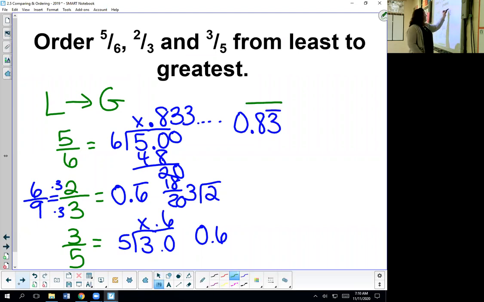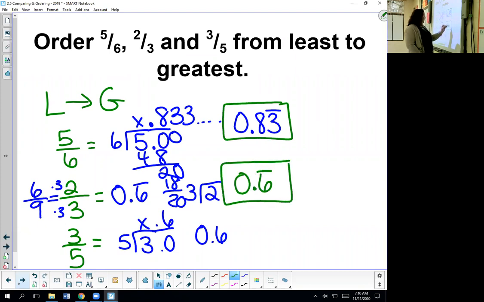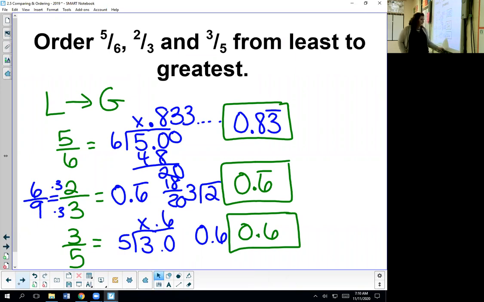So this would be 0.83 repeating. Okay, so we have 0.83, I have 0.6 repeating, and I'm also comparing just 0.6. Now, by all means, if you want to make them into decimals or into percents, you're more than welcome to, but we could use the strategy I showed you before. Honestly, if you're comparing more than 2 numbers, I think percents is a little bit easier, but again, doesn't matter.